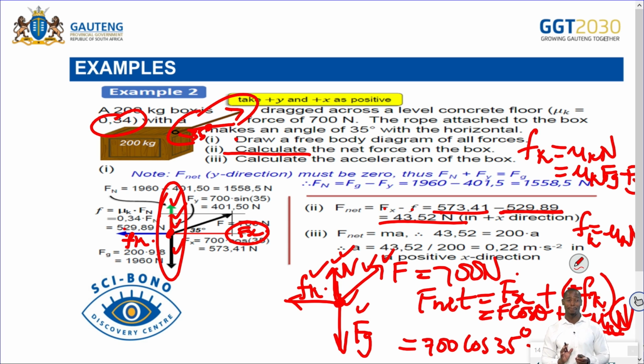But what is important? A force is applied at an angle. Resolve that force into its components so that you'll see all the horizontal and all the vertical forces. Then they also want us to calculate the acceleration. So again, it's an application of Newton's second law.